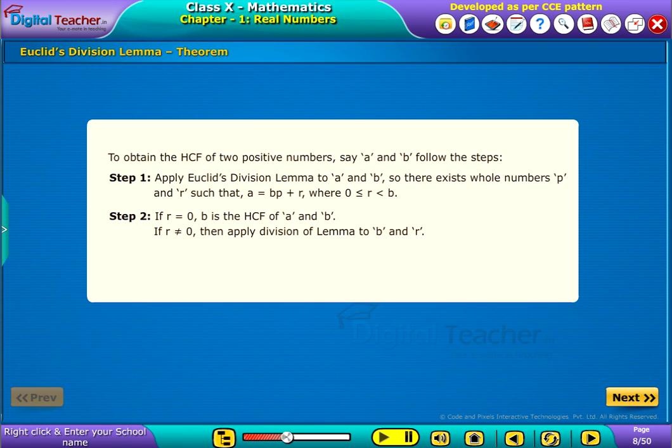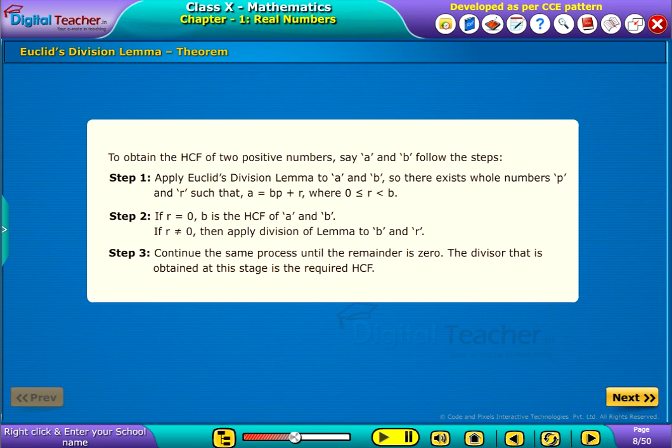Step 2: if r is equal to 0, b is the HCF of a and b. If r is not equal to 0, then apply the division lemma to b and r. Step 3: continue the same process until the remainder is 0. The divisor that is obtained at this stage is the required HCF.